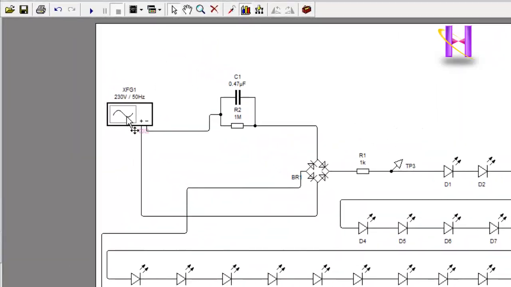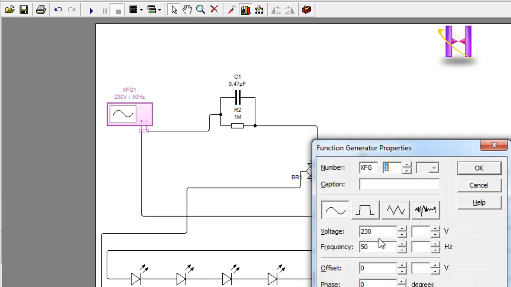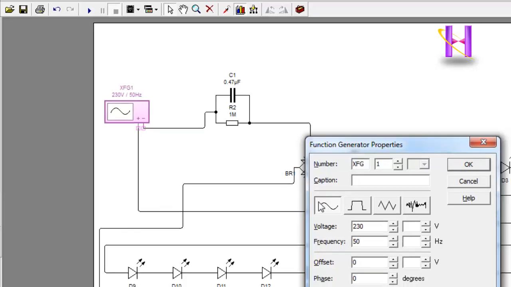The first component I am using here is a signal generator, which generates a 50 Hz 230 volt AC signal, that is, it is working as an AC power source here.